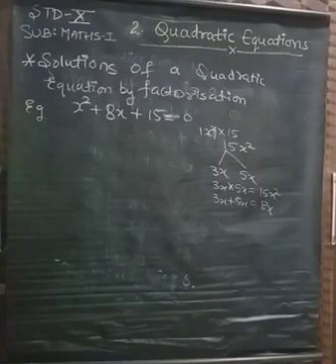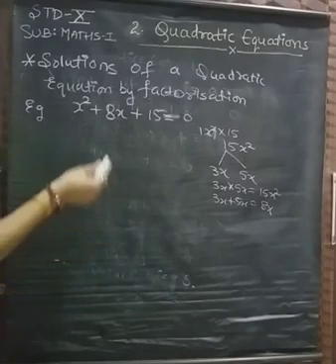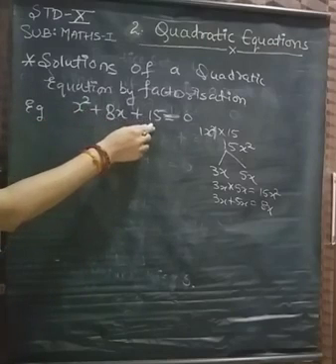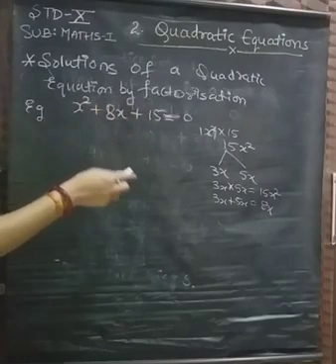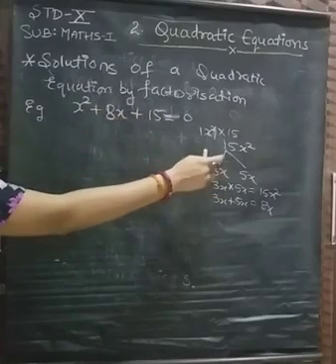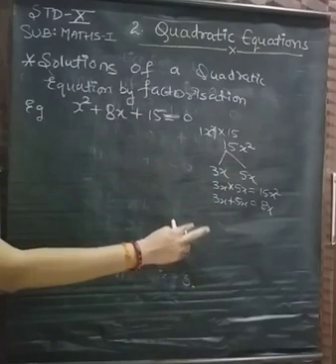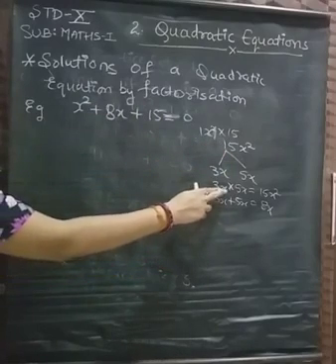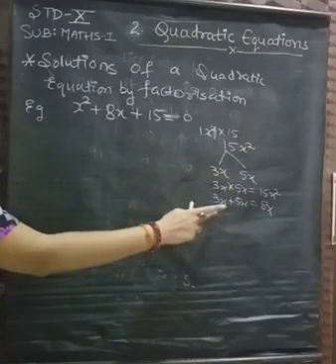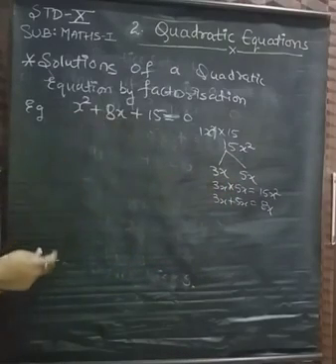And how are you going to split the middle term? First you have to multiply the first and the last term of the equation. After multiplication you will get 15x square, and then you have to split this into two terms so that after multiplying them you get your product, and after adding them you get your middle term.